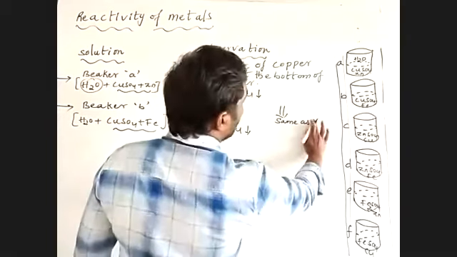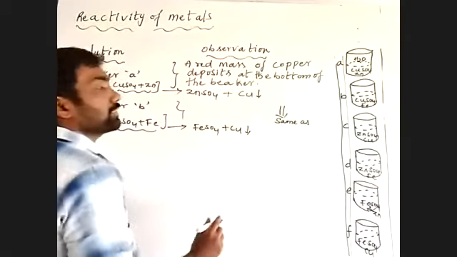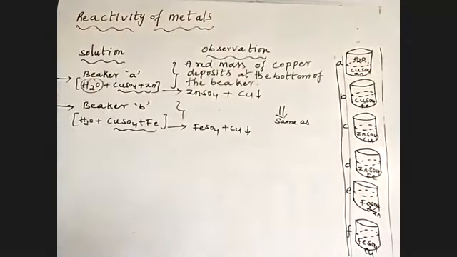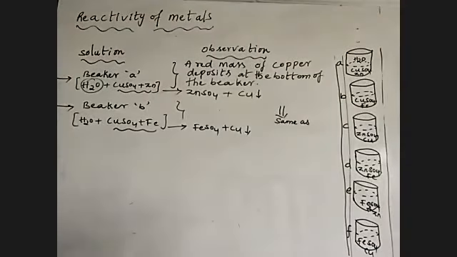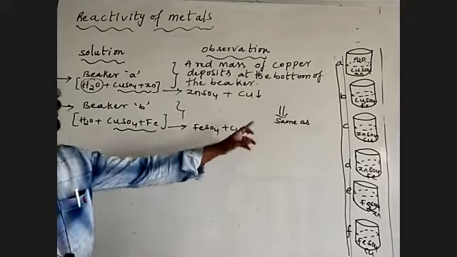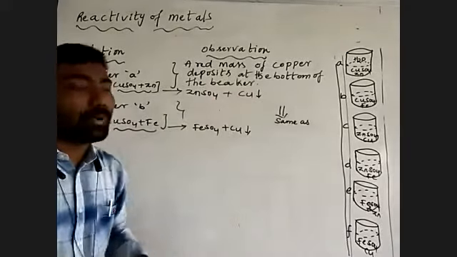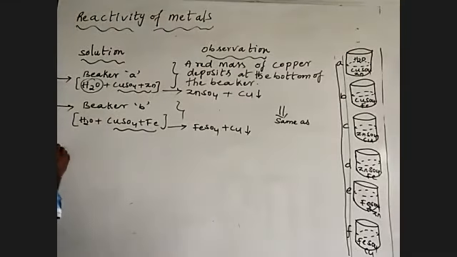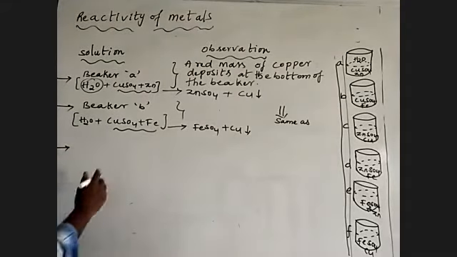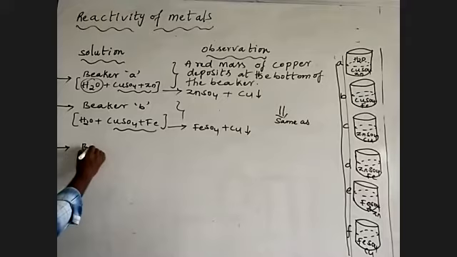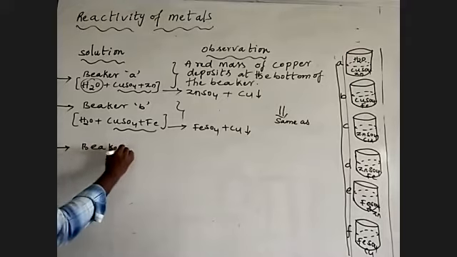Same as beaker A, in beaker B. Because iron is reacting with the sulfate present in copper sulfate, the copper is released to form a precipitate as a red mass at the bottom of the vessel. Next, a displacement reaction is taking place here, and then beaker C.